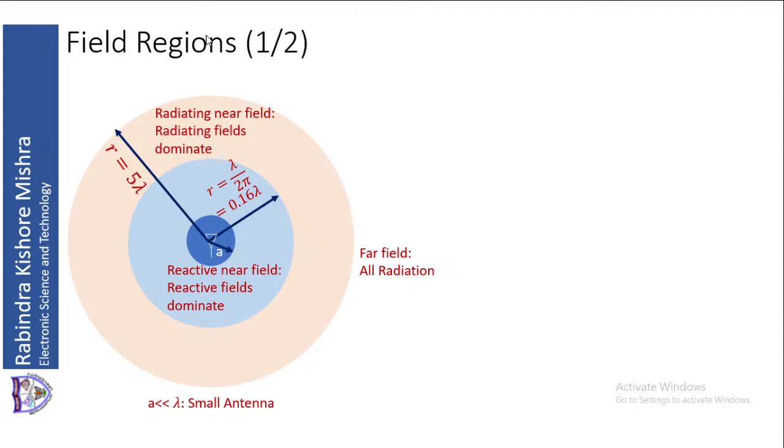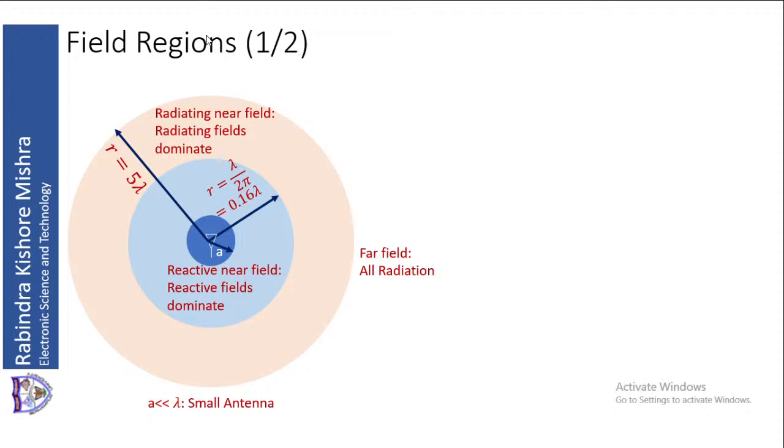this region is called the radiating near field. Again, it is the radiating near field, but here the radiating fields dominate, not the reactive field. So energy storage is not important in this region. The dominating part is the radiating field. So the field gets radiated from here, but it is again a near field.